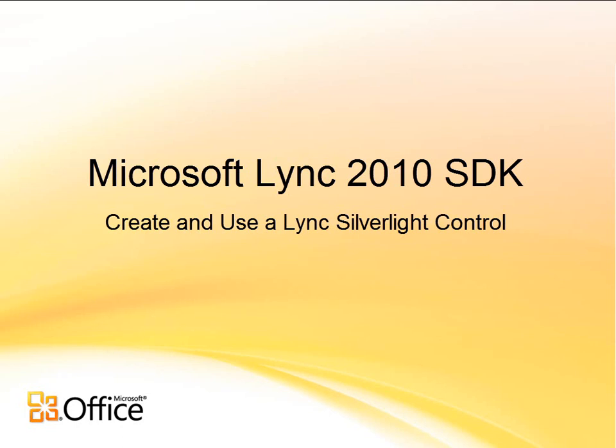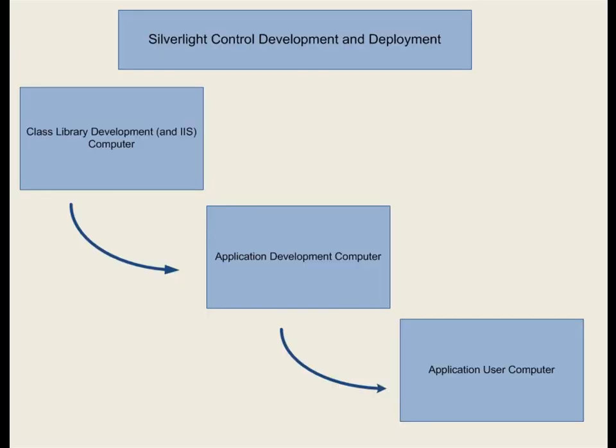I'm a technical writer with the Lync product group, and in this video I'll show you how you can use C# code and the Lync 2010 SDK to build your own custom Lync Silverlight control. There's no great mystery here. I'll combine two well-known components. First of all, a Silverlight class library, and then automation code from the Lync SDK.